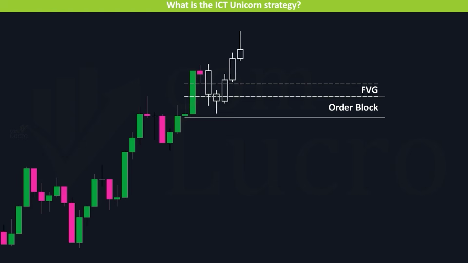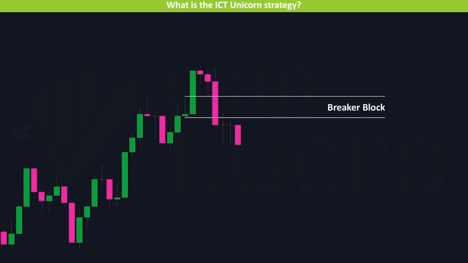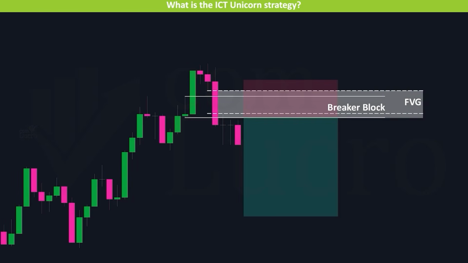This overlap marks areas where market structure fails and institutional imbalance creates strong price reactions. The concept is straightforward. A failed order block turns into a breaker block while a fair value gap forms in the same zone. When these align, they create a high confluence area where price often retraces before continuing or reversing with precision. The strategy is based on three core elements: market structure, breaker blocks, and fair value gaps. Together, they explain how liquidity events and failed order flow lead to repeatable high-probability trade entries.